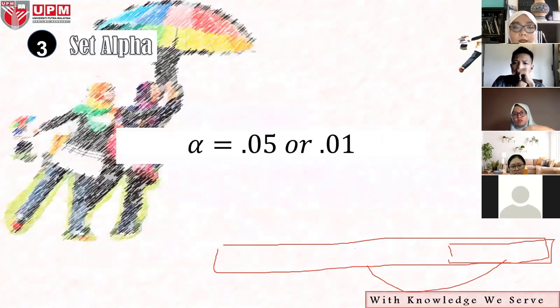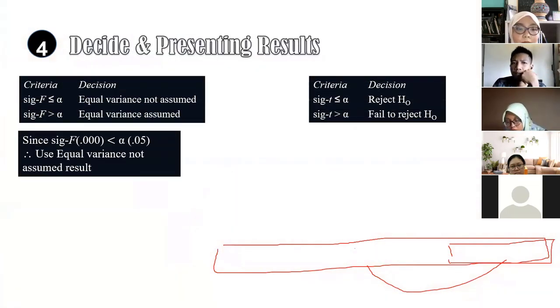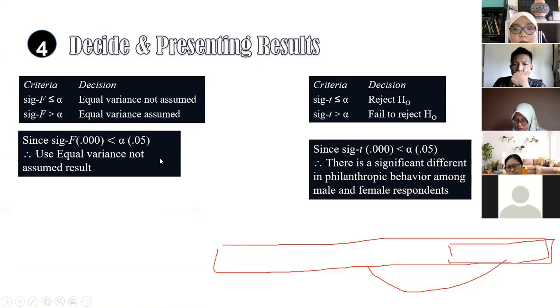Okay, ni senang je. Then you set your alpha, decide and present the result. Seeing the significant F lesser than alpha 0.05, we use equal variance not assumed. Then next, you check the T. The significant T, 0.000, is lesser than alpha 0.05, so there is a significant difference in philanthropic behavior among male and female respondents.